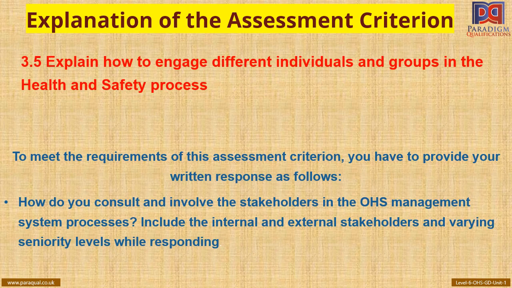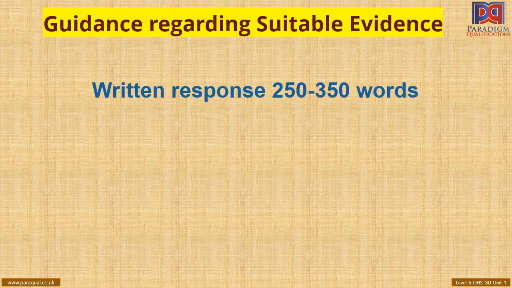3.5 Explain how to engage different individuals and groups in the health and safety process. In simple words, you have to provide the response. How do you consult and involve the stakeholders in the OHS management system process? Include the internal and external stakeholders and varying seniority levels while responding. The response must be between 250 to 350 words.